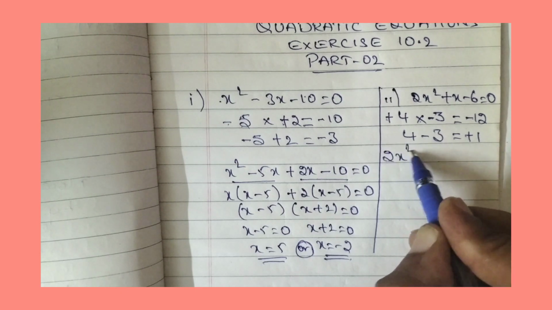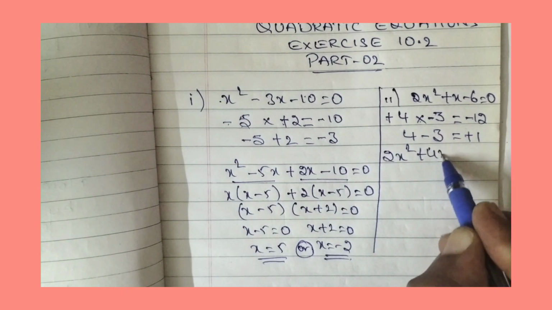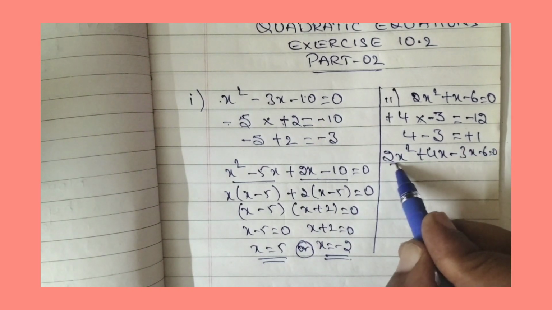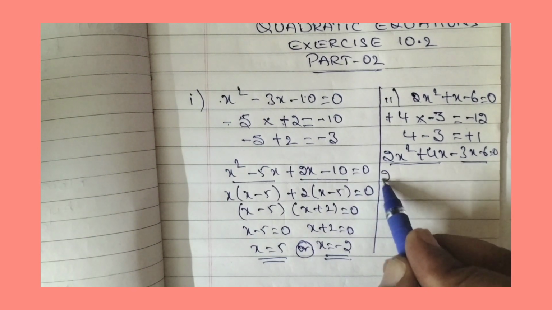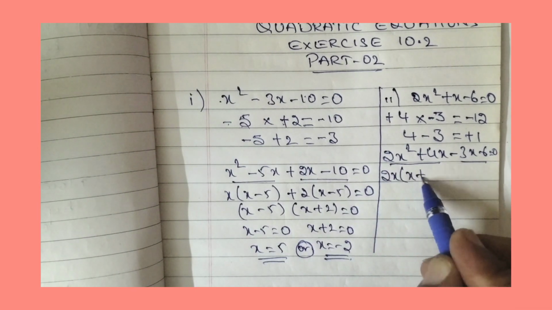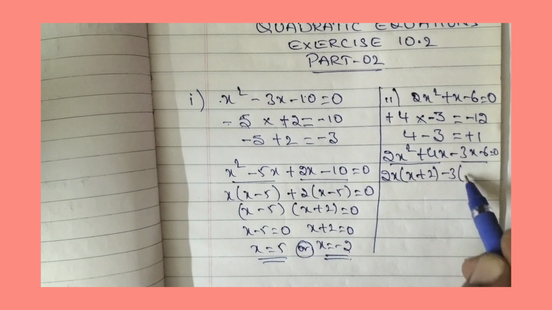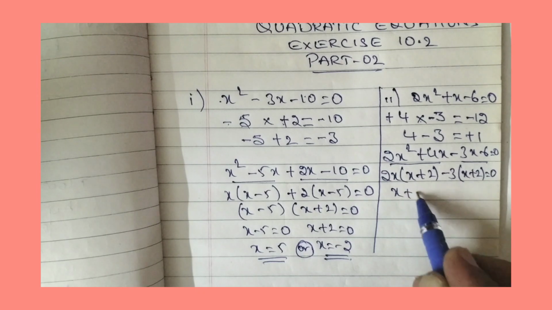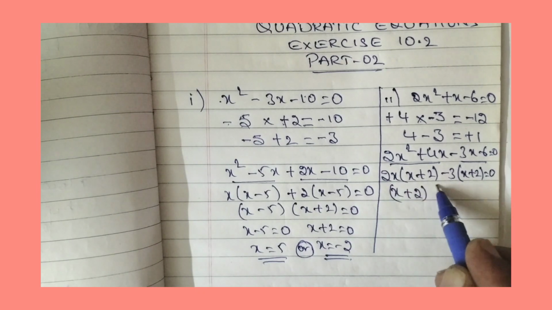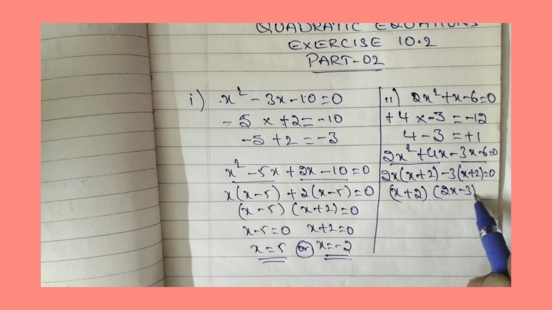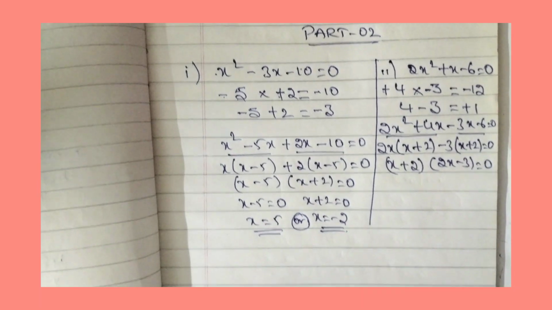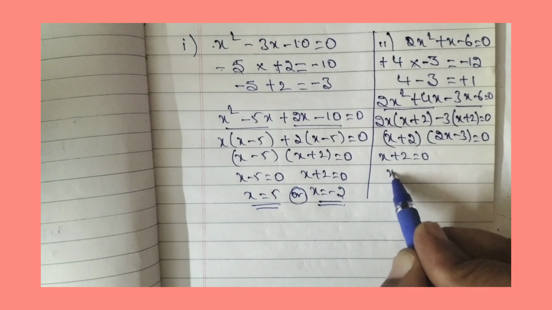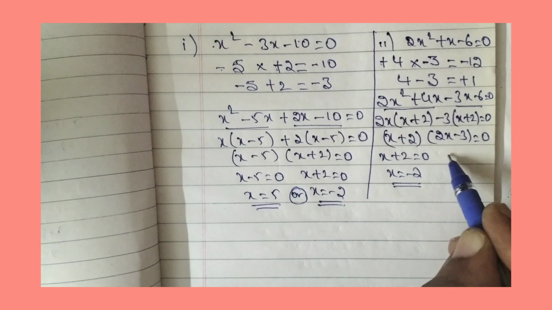So 2x square plus 4x minus 3x minus 6 is equal to 0. You make these two one group and these two one group. So taking 2x common we get x plus 2, and taking 3 common we get x plus 2, which is equal to 0. So what is the common to both? x plus 2. And what is the remaining? 2x minus 3, which is equal to 0. So now let us equate to 0. So x plus 2 is equal to 0, x is equal to plus 2 becomes minus 2.